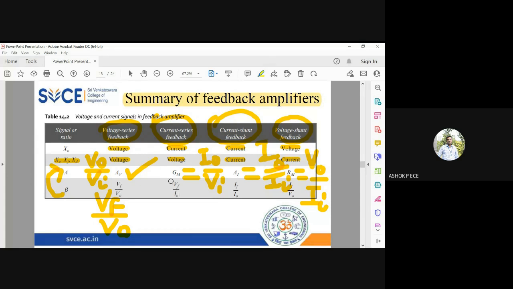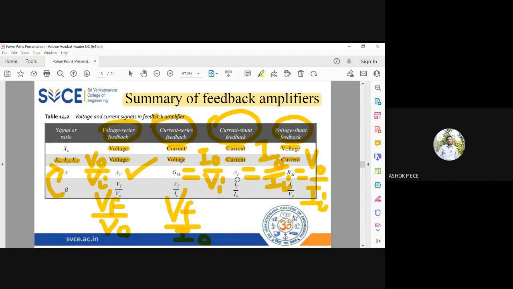Same way for GM, current series feedback, beta is going to be the reverse of GM. So beta is going to be VI by I naught. You have to replace I by F. So VF by I naught. You see, in the tabular column also we are getting the same values. These shortcuts nobody will teach you, or even you cannot decode from the book. You have to understand these shortcuts whenever it is taught, and you remember it.